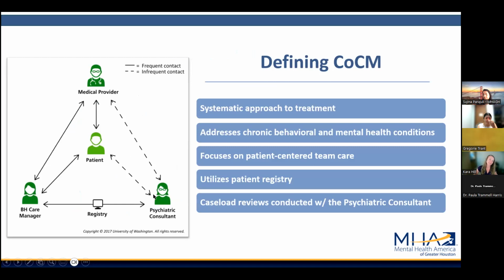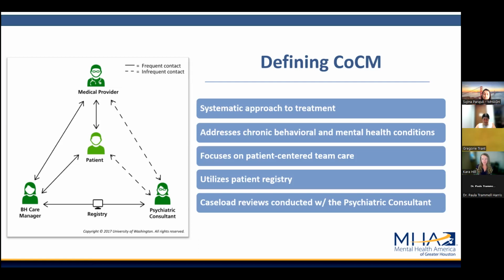Let's talk about the collaborative care model really quickly. This model was actually developed by the University of Washington. It originated in a research culture, and it has now been tested in 80 randomized controlled trials. It takes a very systematic approach to treat common mental health conditions in the primary care setting.